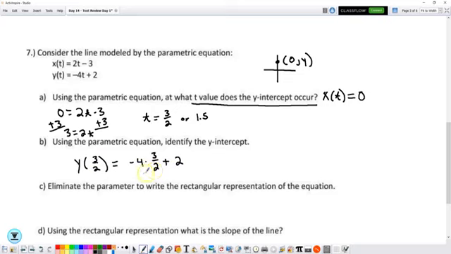So -4 times 3/2. I'm doing this without a calculator, not a big deal. I'm going to think about this as -4 over 1. And now -4 times 3 is -12, divided by 2 would be -6. And then plus 2, I find out that the y-intercept is -4.